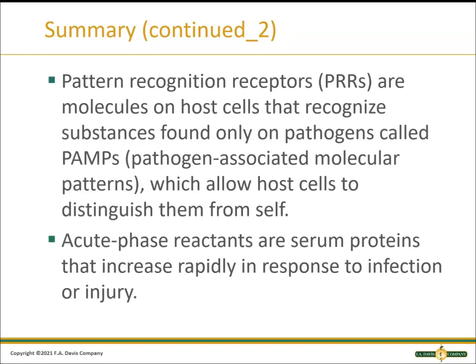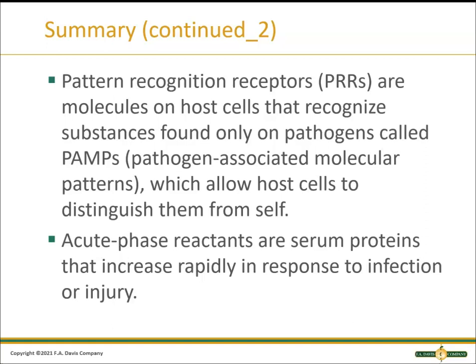If you get down to the nitty-gritty, there are PRRs, molecules on our cells that will recognize the things that are on the pathogens, the bad stuff. And those are called PAMPs, pathogen-associated molecular patterns. So the PRRs recognize the PAMPs, because we want to make sure that when we try to kill something, we don't kill ourselves. We kill the non-self, the bad stuff, not our good stuff.